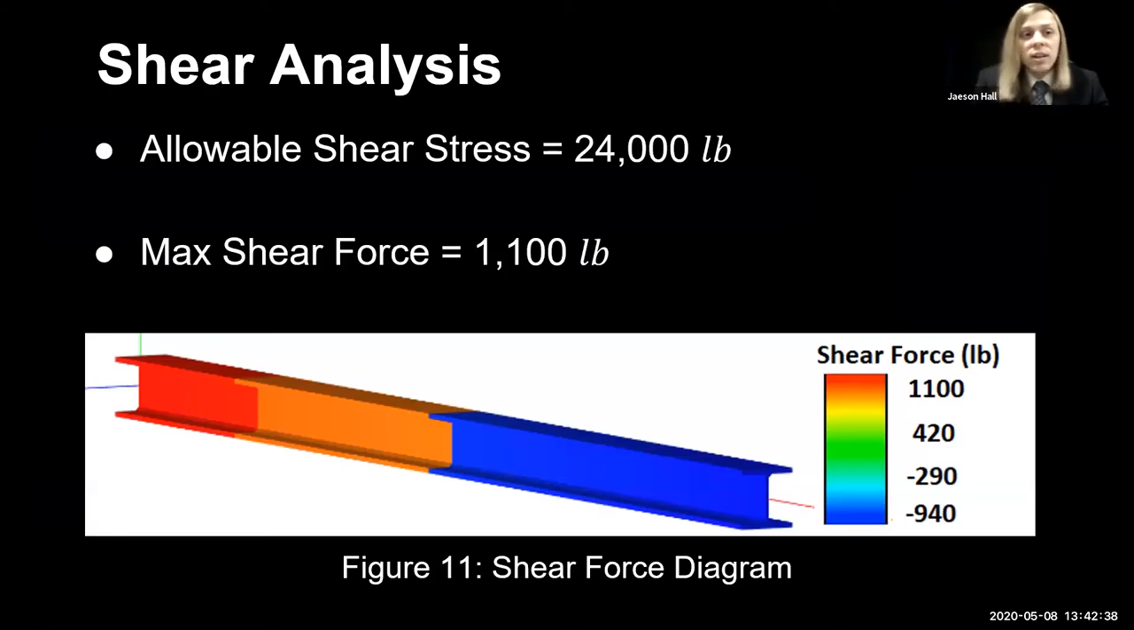The last engineering analysis I'll be speaking about today is the shear analysis. We wanted to make sure under the worst case loading scenario that our main central support beam wouldn't shear. Based off of the beam's mechanical properties and the cross section, we were able to calculate the allowable shear stress, and the allowable shear stress we calculated to be 24,000 pounds. Looking back at the worst case loading scenario that would be applied to this beam, the max shear force this beam would encounter would only be 1,100 pounds. So we're not expecting this beam to shear.